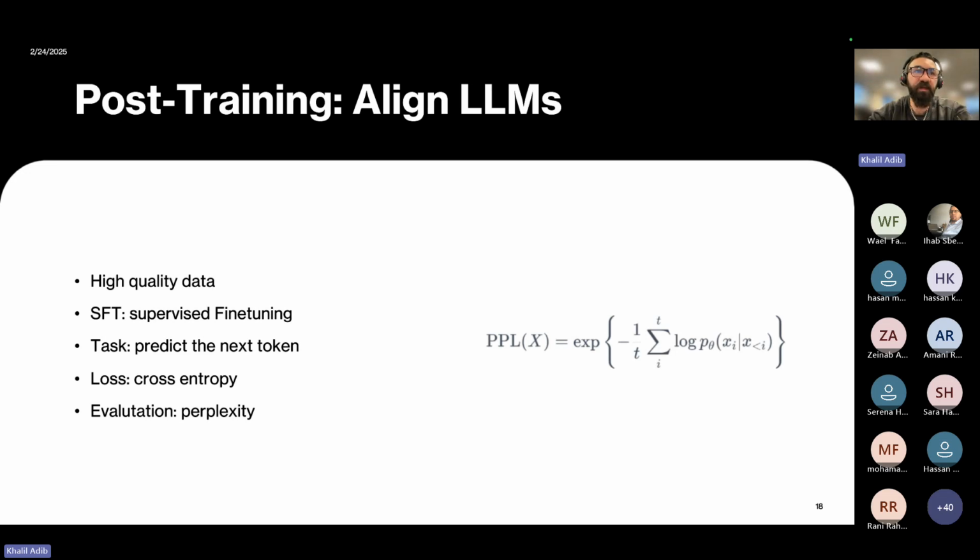So they construct prompt and completion pairs, and then they train the LLM. Given that context, you have to respond in that way, if that makes sense. So the task is the same, predict the next token. The loss is the same, cross entropy. Evaluation is the same, they use perplexity. But as I said, they use high quality data to make the LLM respond in a way that we as humans prefer.